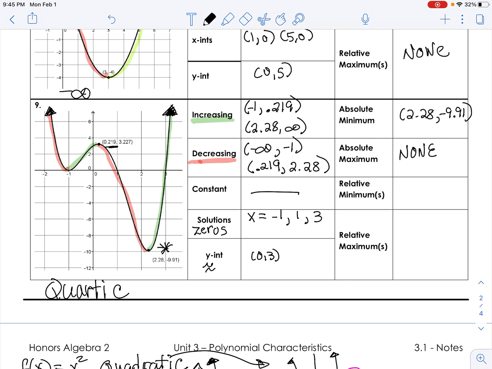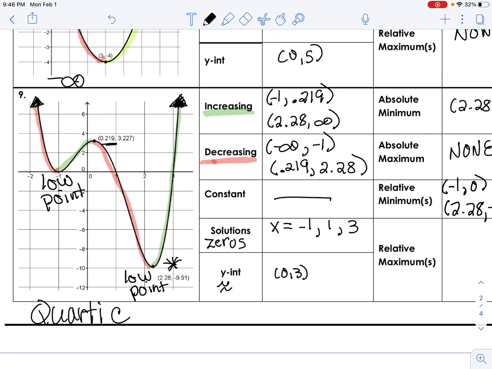Relative min. So remember, relative min is a low point on the graph. So here's a low point, right? And here's a low point. Just so happens that that second one is also the absolute minimum. So the relative minimum, you include the absolute. So -1, 0, and then your 2.28, -9.91.